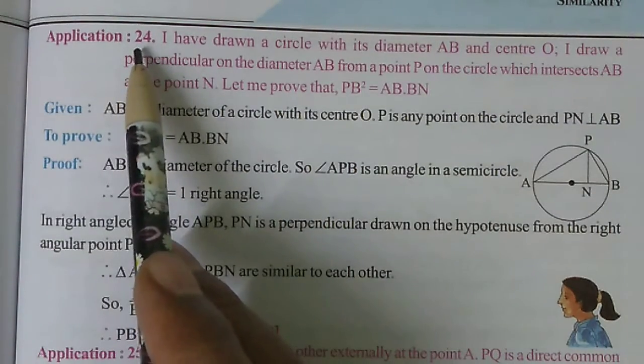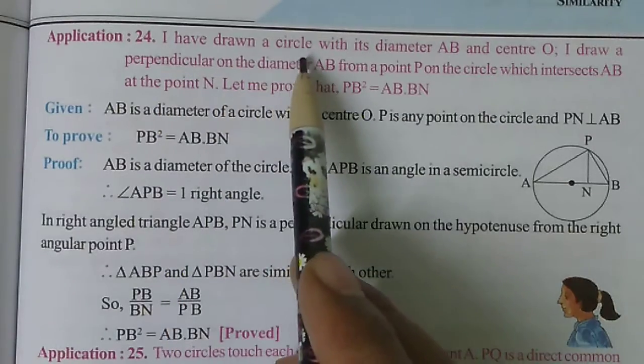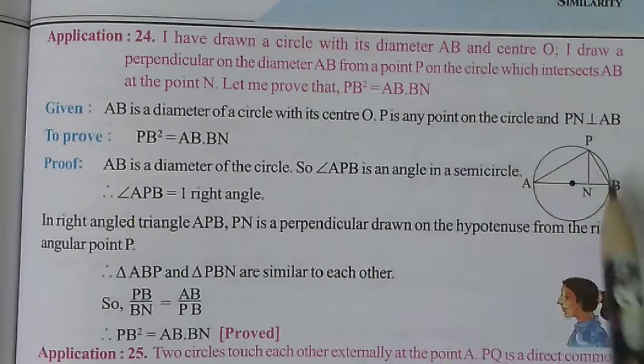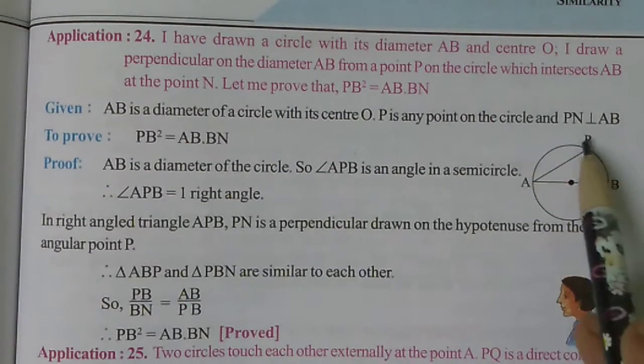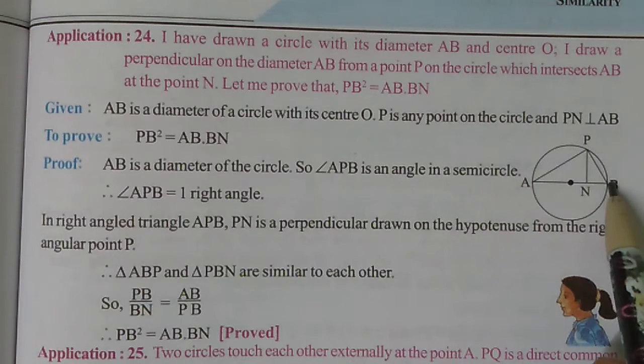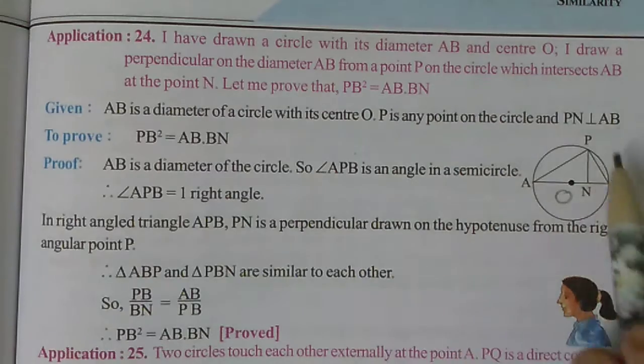Application 24. I have drawn a circle with its diameter AB. Here is the picture: the circle, AB is the diameter and O is the center.